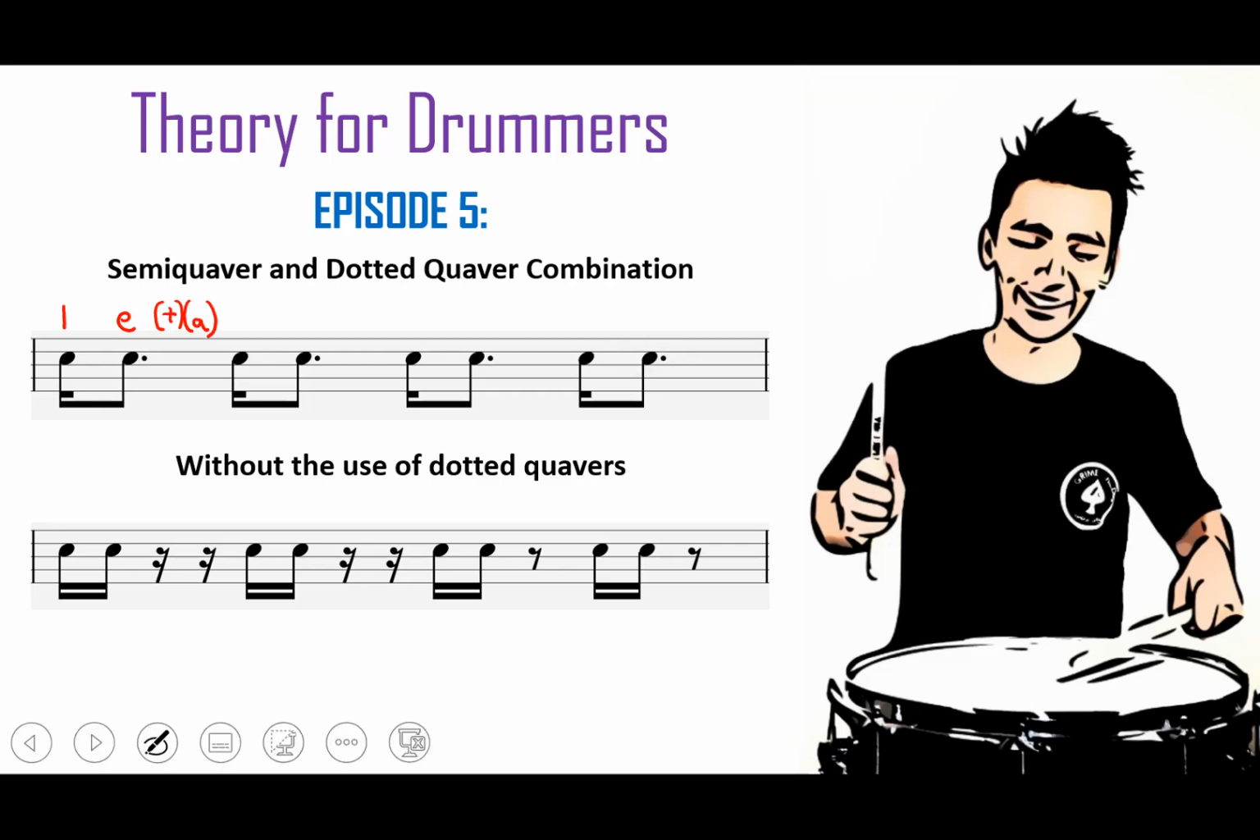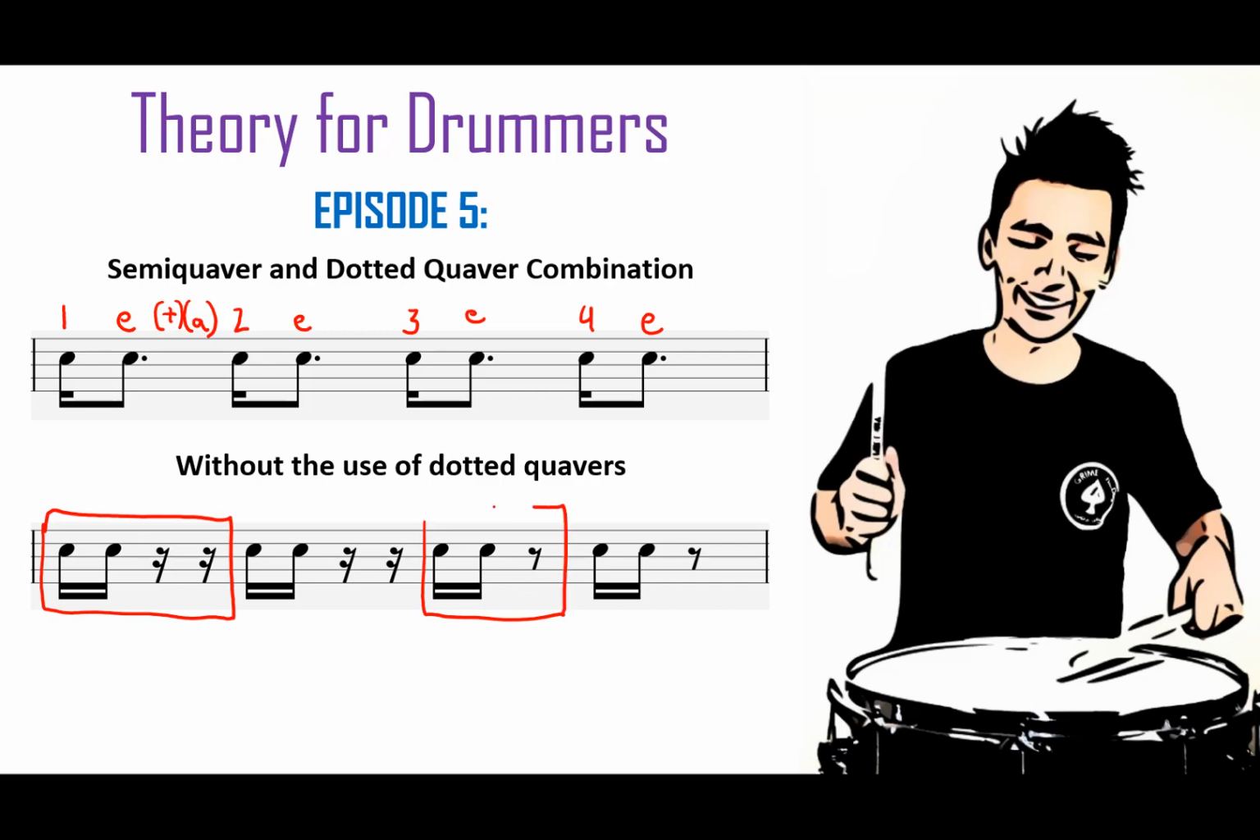You can see that I've done the same here for 2E, same here for 3E, the same here for 4E. Now this is a very clean way to do it, because as you can see, there is no need for rests to be drawn. You can of course do it with rests drawn and avoid the dotted quaver. And there are 2 ways to do that. This is one way, and this is the other way.